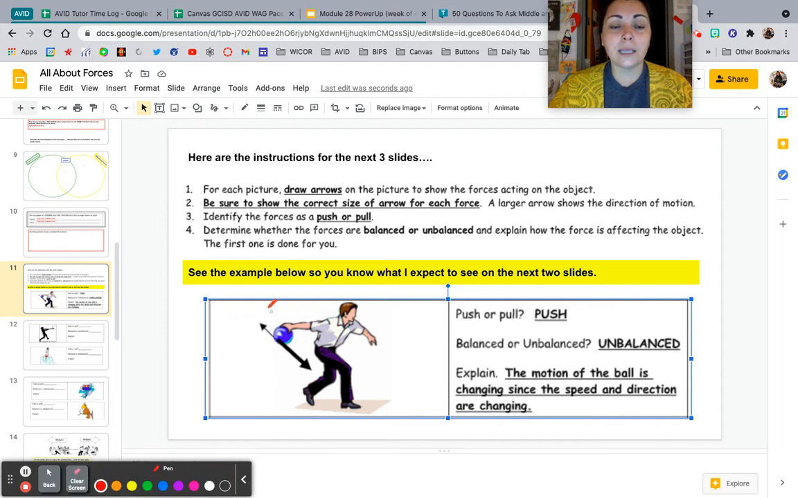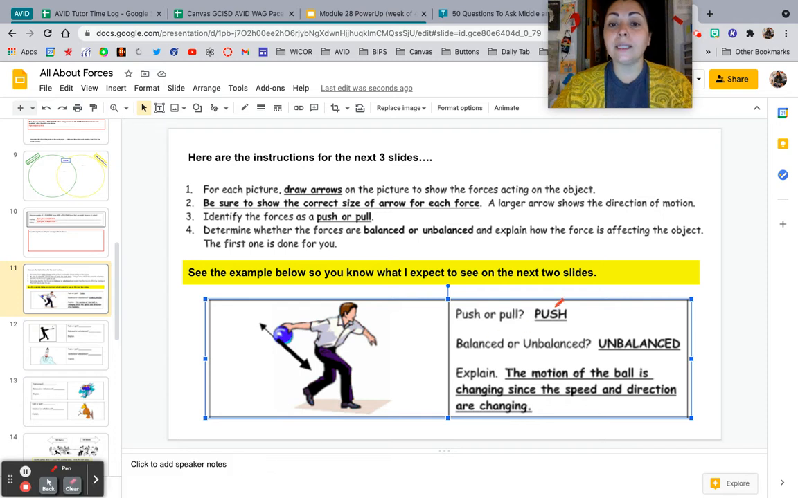Let me annotate right here. This arrow is darker and bigger because this force is the force that's winning out. They're going back a little, but then they're pushing with a lot of force forward in order to be able to bowl. So then right here, you're also, number 2, be sure to show the correct size arrow since this force is bigger. Notice how that black arrow is thicker than this arrow up here. And then identify the forces as a push or pull. So right here, you're going to tell me whether it's a push or pull.